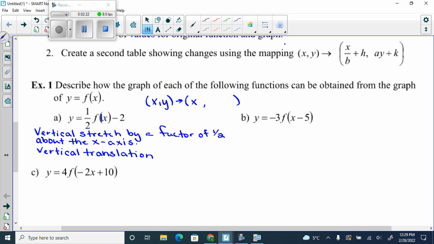Okay, vertical translation. 2 units. Where? Down. Okay. What's my mapping? So whatever numbers I use in my words, I'm going to use those exact same numbers in my mapping. We agree? Yeah, so we're going to multiply our y's by 1/2. And then we're going to subtract 2.